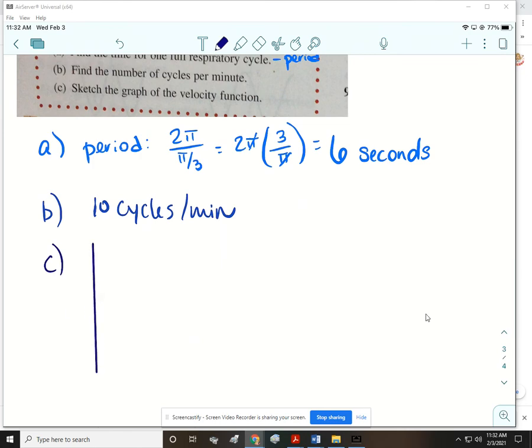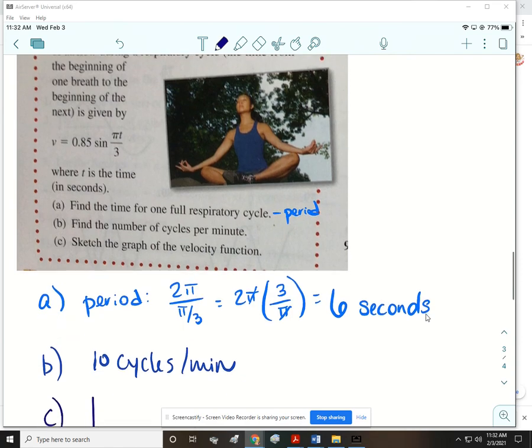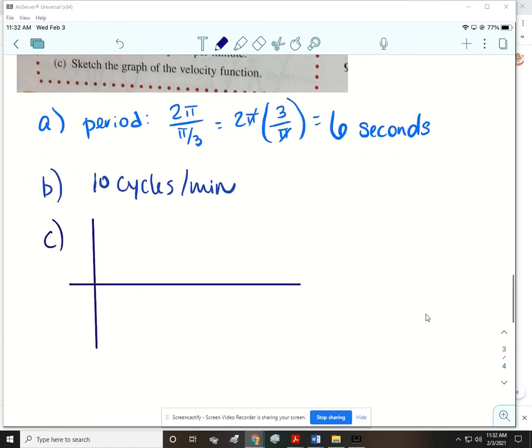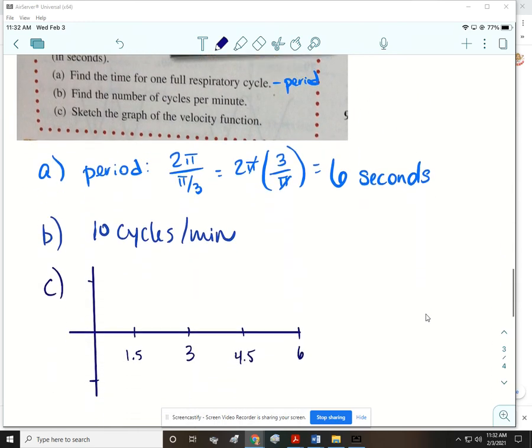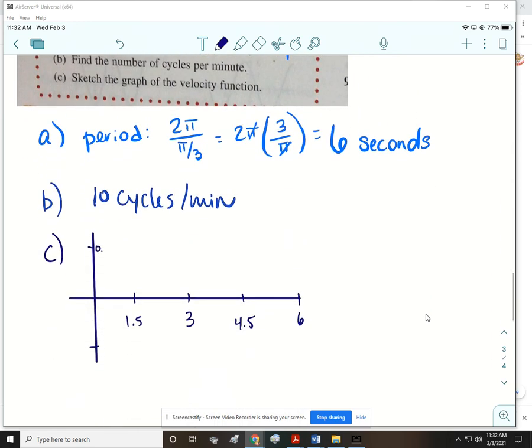Now this one's nice. There's no shifts in this function. The period is 6 seconds, so we're going to go from 0 to 6 seconds. Halfway between that is 3 seconds. And halfway here is 1.5, and then 4.5. If we're looking at our function, the amplitude is 0.85.